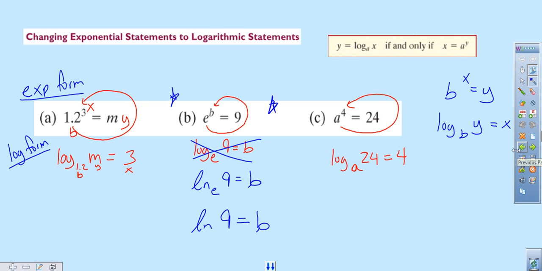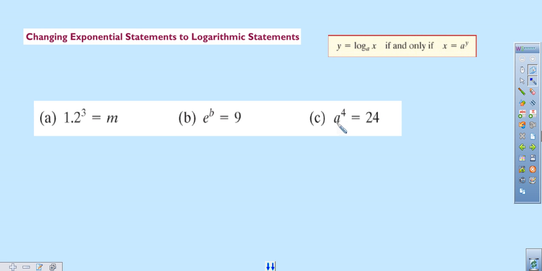Let's go the other way. So now I've got three of them that are in exponential form, and I want to put them into logarithmic form. So these are in exponential form, and I want to go to log form.